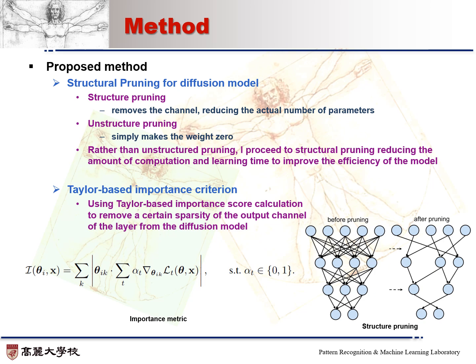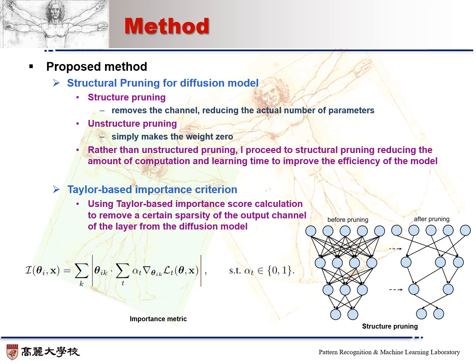Now, let me talk you through the method I proposed for improving the efficiency of diffusion models. My approach focuses on pruning, which is a widely used technique to reduce computational cost and enhance model efficiency. Structured pruning. This method focuses on removing channels in the neural network, which effectively reduces the actual number of parameters and computation required by the model.